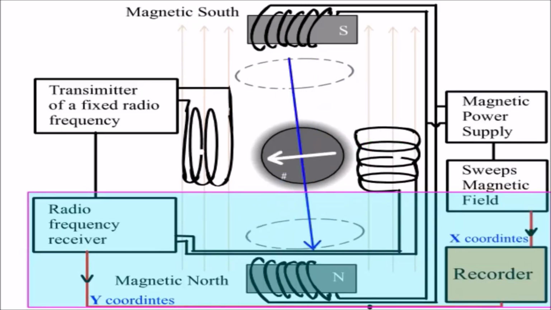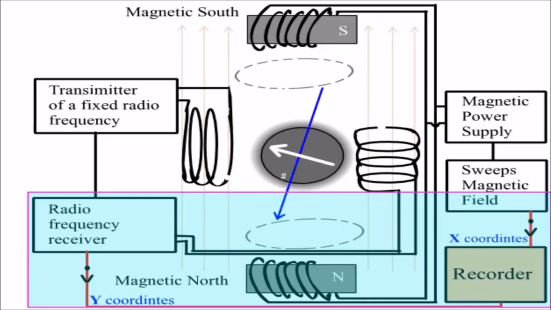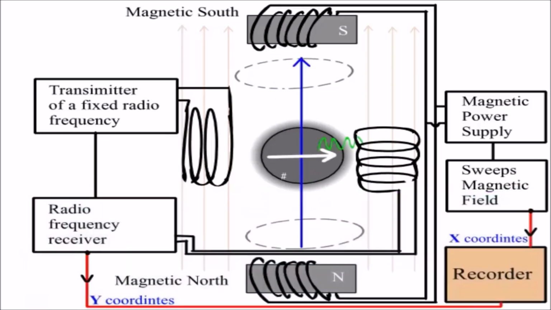So that's picked up by the radio frequency receiver there in the bottom left, and that will be sent to the recorder, where it will give results on the y-axis determining the heights of the peaks, or more precisely, the area under the peaks.